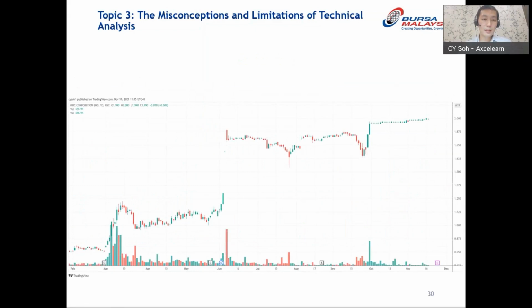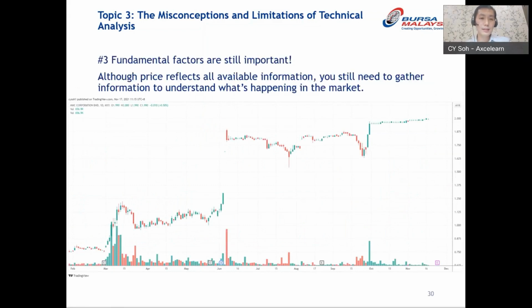Now, the third misconception is that when you learn technical analysis, a lot of people say you don't have to read news, you don't have to look at fundamentals at all. This is partially correct only, because fundamental news, fundamental factors, it is still very, very important.